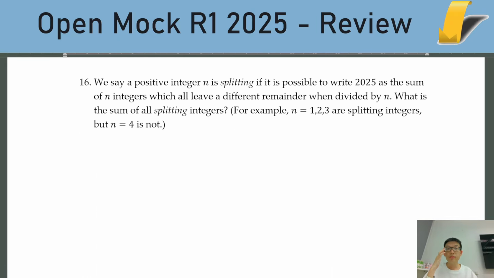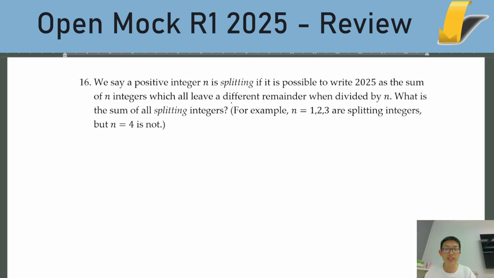Okay. 16. We say a positive integer n is splitting if it is possible to write 2025 as the sum of n integers which all leave a different remainder when divided by n. Thanks to those of you who pointed out that the original question had a small typo that was caught pretty early on.